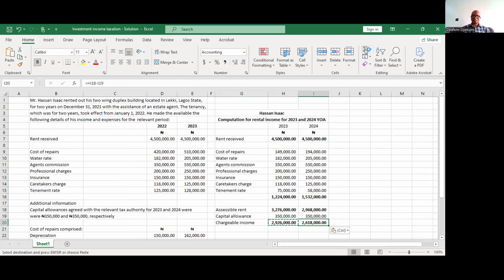So that will bring us to the end of this particular class, at this point in time. I believe we have learned one or two things regarding taxation of investment income. It's important for us to read more to be able to learn more, as much as possible.